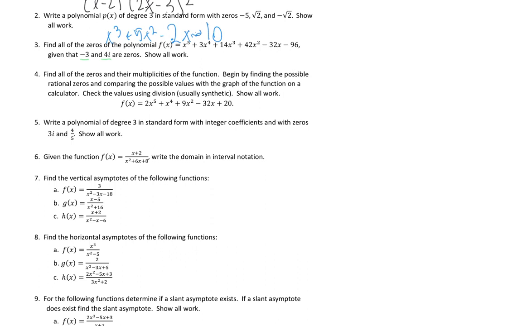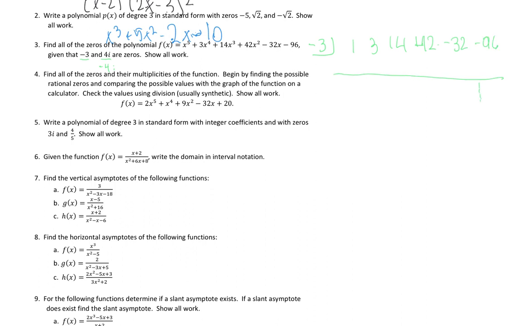Well, one fun fact about anything involving an i, if that's a zero, the conjugate will be too, so minus 4i will also be a zero. So I'm just going to use synthetic division. I'll do all three of these on our polynomial, and it'll reduce it down to something more easily workable. So I'll do minus 3: 1, 3, 14, 42, minus 32, minus 96.